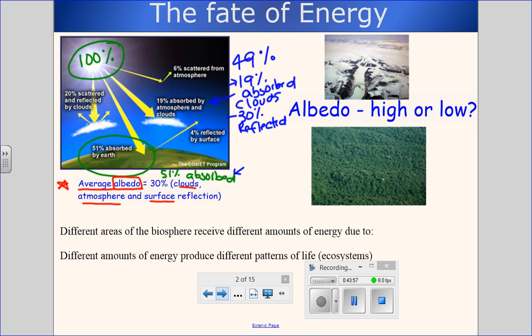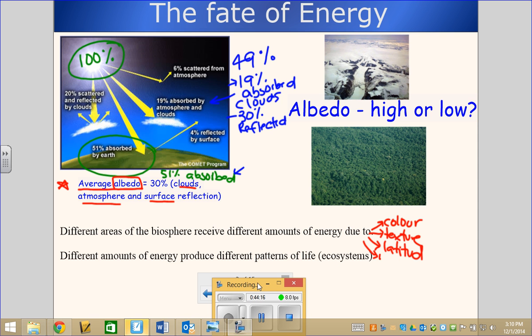So underneath here, I wrote that different areas of the biosphere receive different amounts of energy due to, we'll put, color, texture, latitude, and weather. So I'm going to talk about an example for each of those things.